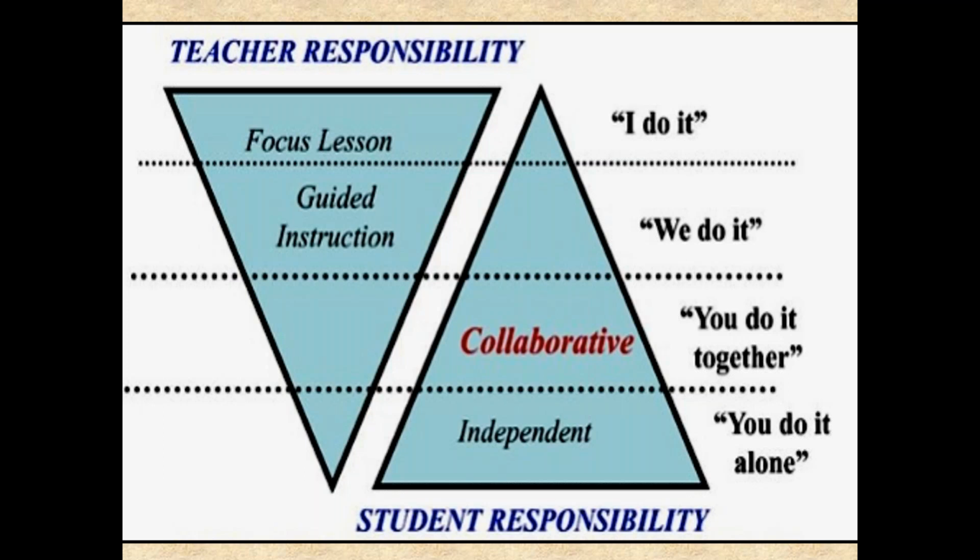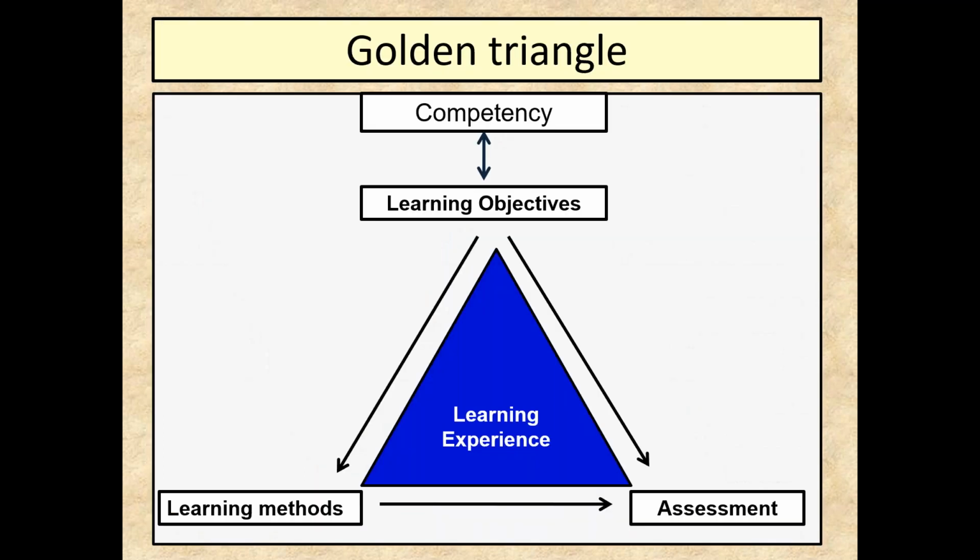So from these 2 triangles, I am taking you now to one more triangle, which you call the golden triangle of the CBME curriculum. What is that? Now, this is the triangle that depicts the association between the learning objectives, which are derived from the competencies, and the teaching learning methods and assessments, which together shape the learning experience.